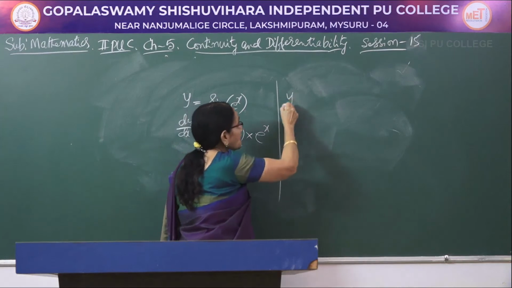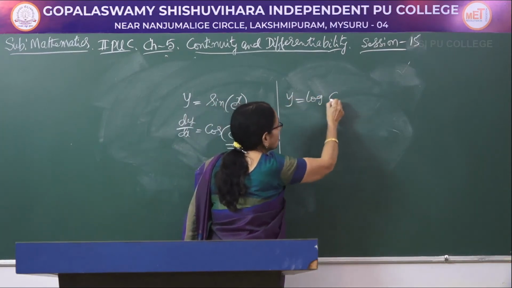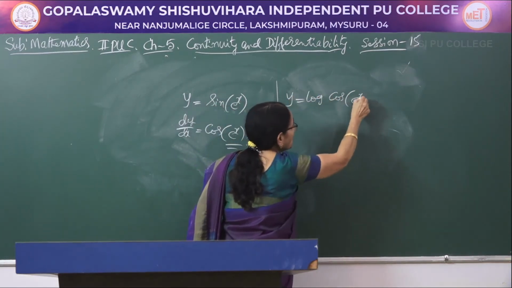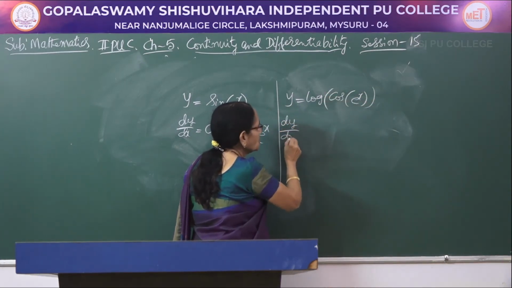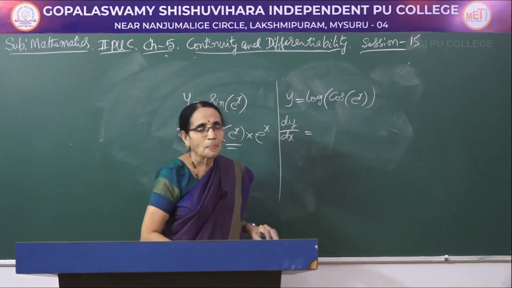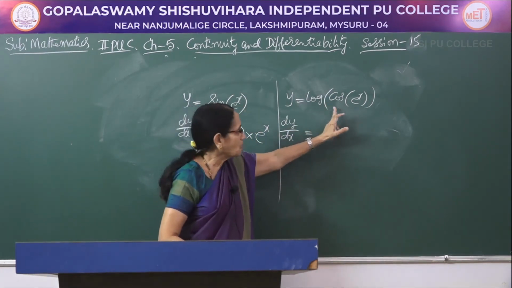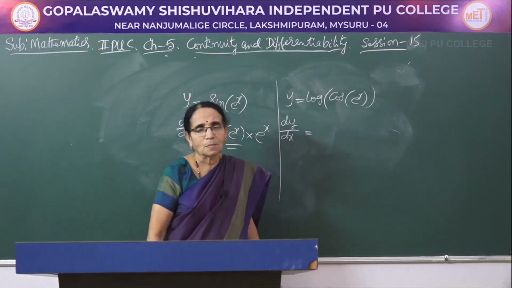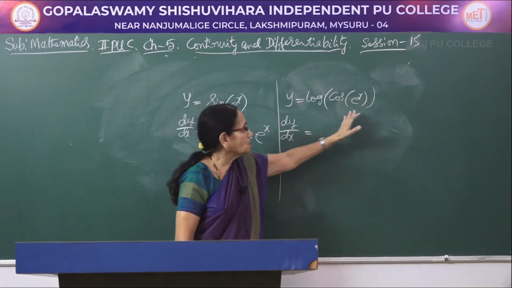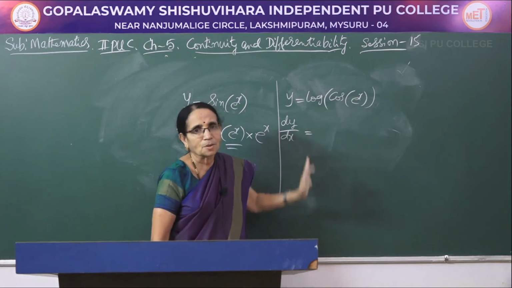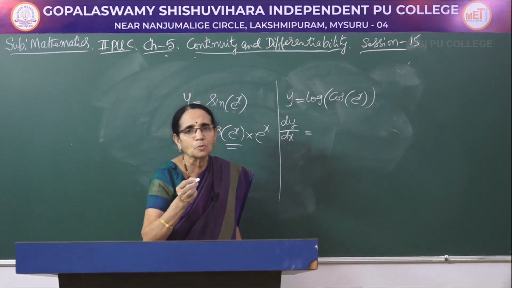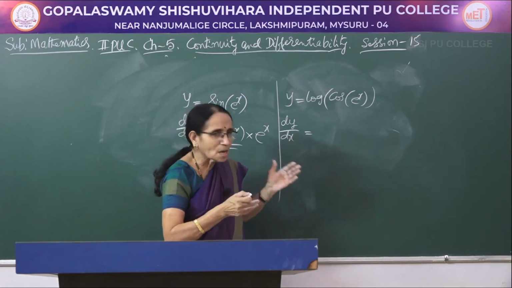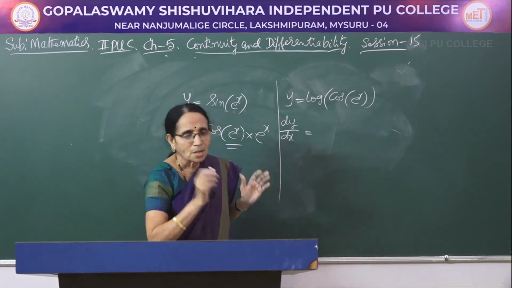Now, I am having another combination, log of cos of e to the power x. Look here, how many functions are involved here? Logarithmic function, trigonometric function, exponential function. If you take the substitution u, v and this as it is, it becomes dy by dx equal to dy by dv into dv by du into du by dx, isn't it? But in the same order, we are going to differentiate.